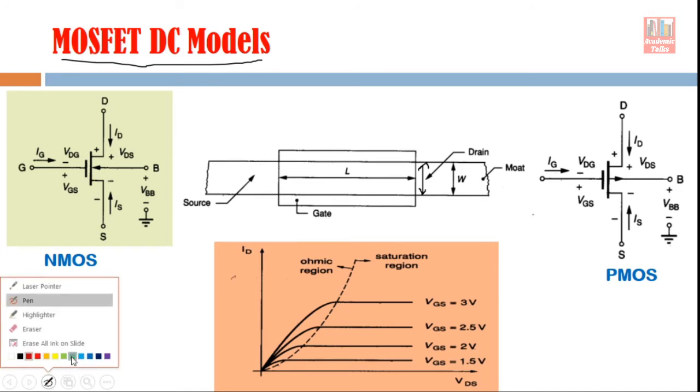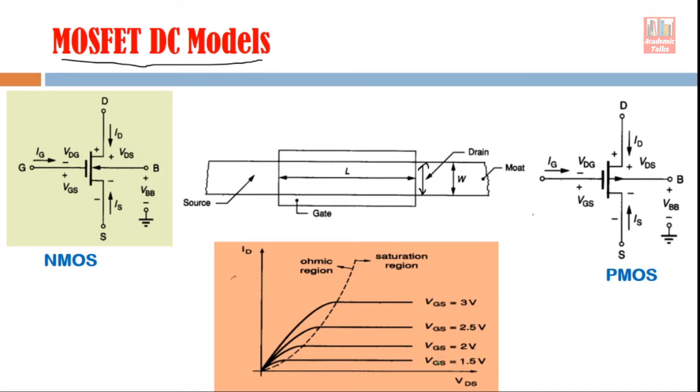If you increase the gate source voltage, the current increases. Another important thing to understand is that this portion is known as the ohmic region. And where the curves are flat, this is known as the saturation region. Remember that in the case of BJT, this portion is saturation and this portion is the linear region. But in the case of MOSFET, the nomenclature is different.